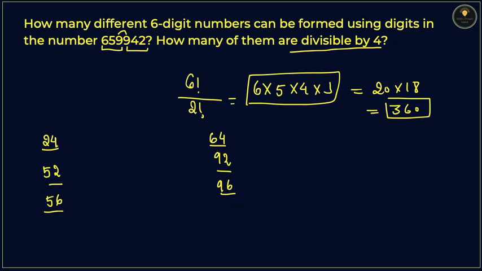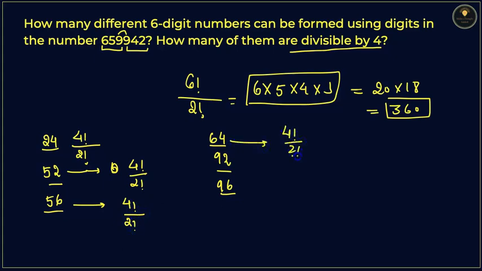So if we take 24 as the last 2 digits, the remaining number of digits is 4. So we can write this as 4 factorial, but 9 is repeating itself 2 times, so we write 4 factorial by 2 factorial. Similarly, for 52 as the last 2 digits, we get 4 factorial by 2 factorial. For the next one, again 4 factorial by 2 factorial, and for 64 also 4 factorial by 2 factorial.